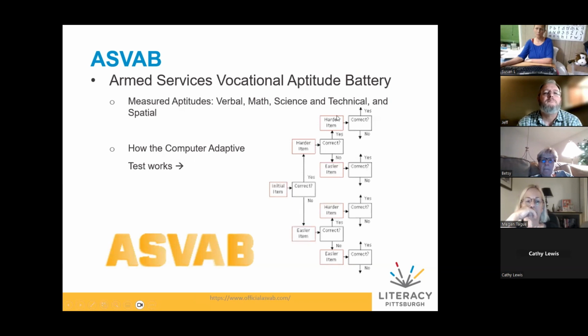So this is sort of the idea of computer adaptive, where you answer and then if you answer correctly, you get a harder question. And then if you answer that correctly, and so on and so forth. So the measured aptitudes on the ASVAB are verbal, math, science and technical, and spatial, which is a little bit different than a lot of the tests that we come across at Literacy Pittsburgh. But it makes sense for what this test is intended for, which is the military and military service.